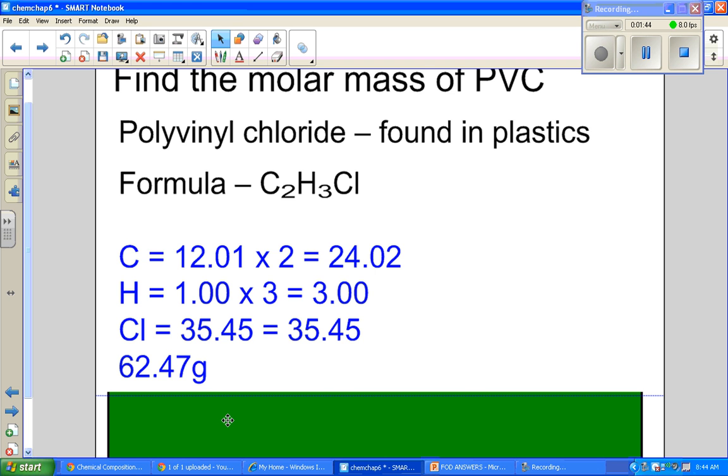Hydrogen is 1.00, or you could round that to 1.01, that's fine. You have 3 of them, so you need to multiply that by 3, and we get 3.00. Chlorine, 35.45, and there's no number next to it, so you don't need to multiply it by anything, so it stays as 35.45. Add them up, you get 62.47 grams. So that is the molar mass of PVC. So it's how much there is in 1 mole.